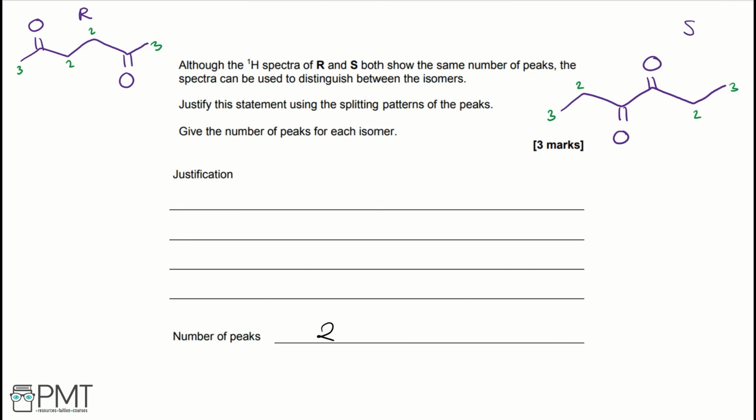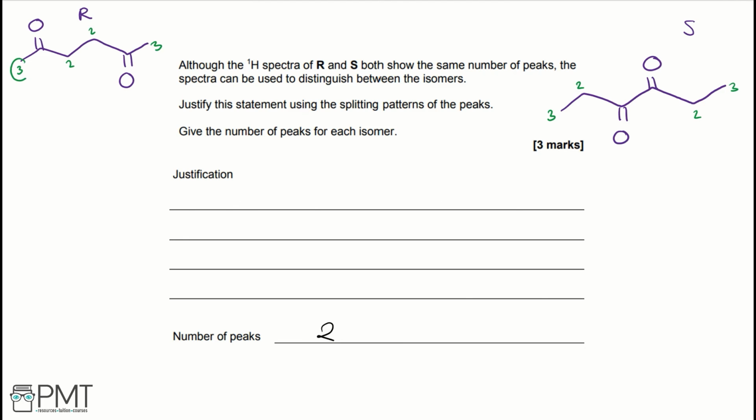Now we need to identify why using a proton spectra is actually beneficial to distinguish between the 2 isomers. So that's looking at the splitting pattern. So if we start with R, we look at how many hydrogens are next to each environment.